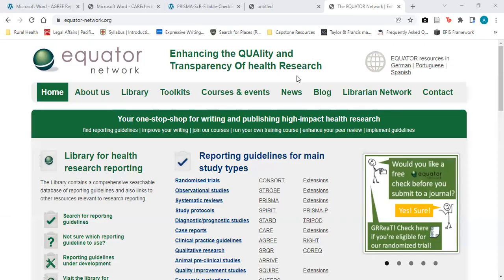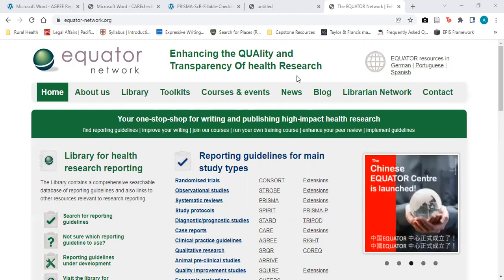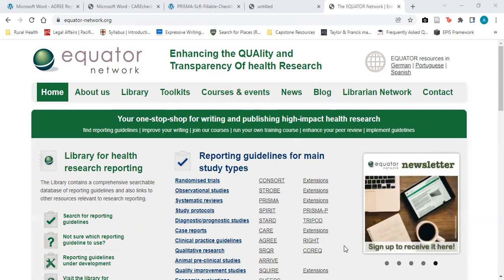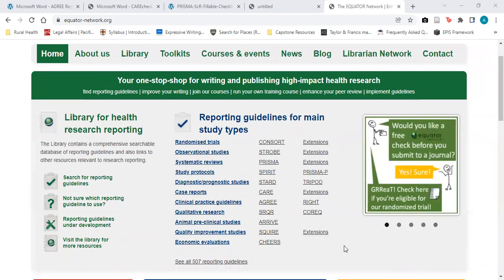In this video, we're going to take a look at the Equator network as a resource that you may be able to use as you develop your capstone project. Equator stands for Enhancing the Quality and Transparency of Health Research. And this website here has basically a lot of reporting guidelines for different types of research and scholarship. So we're going to look at a few that may be most applicable to capstone work.